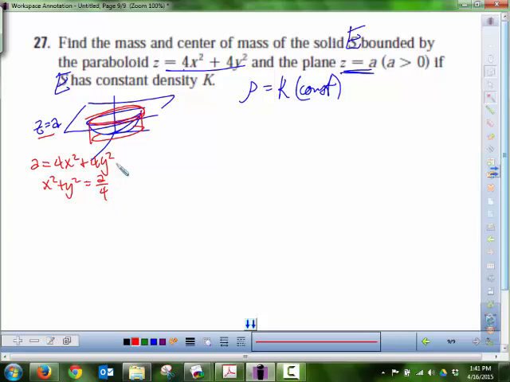And so if I want to find my radius, I would take the square root of that, square root of a over 2. So that is going to be my limits for r. And what that means is that if I look at the shadow on the xy plane, my radius is going to be square root of a over 2.